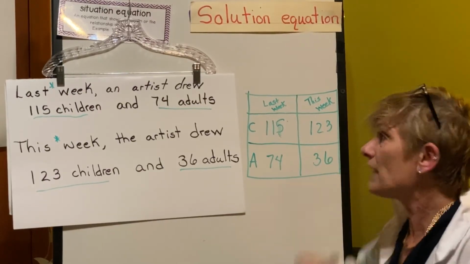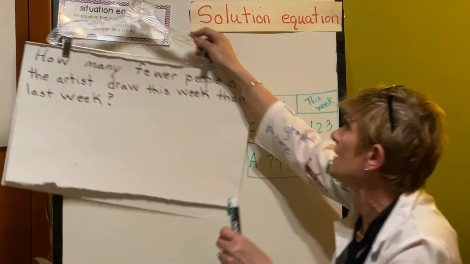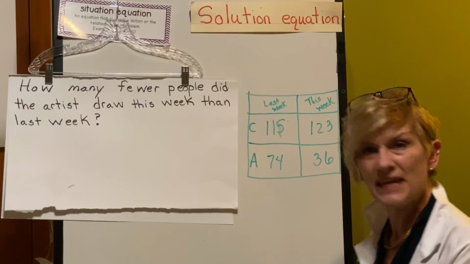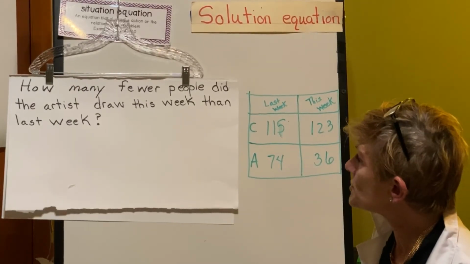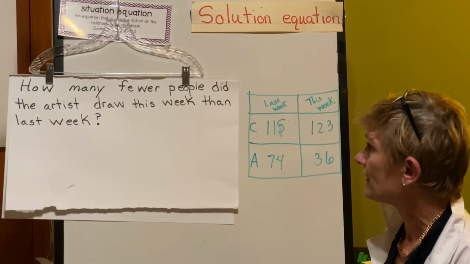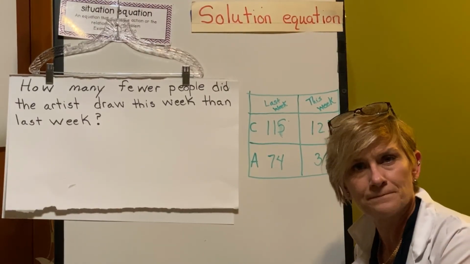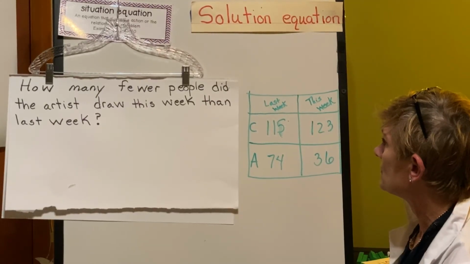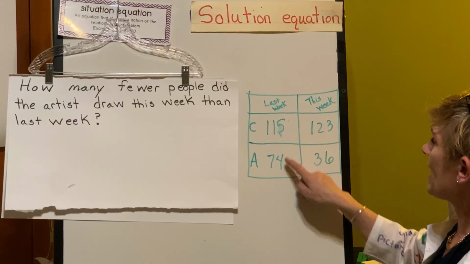Okay? So let's look at one of these questions here and see if we can use this table. It says, how many fewer people did the artist draw this week than he drew last week? How many fewer people? So we have children and we have adults.